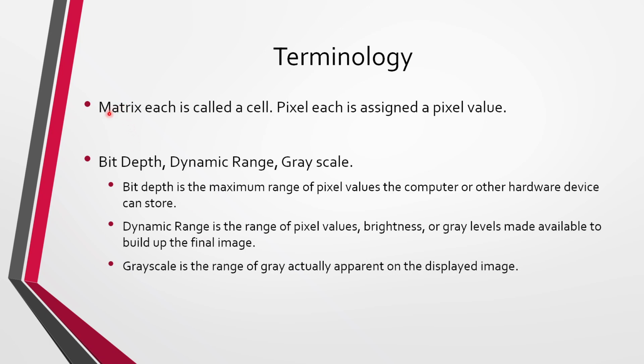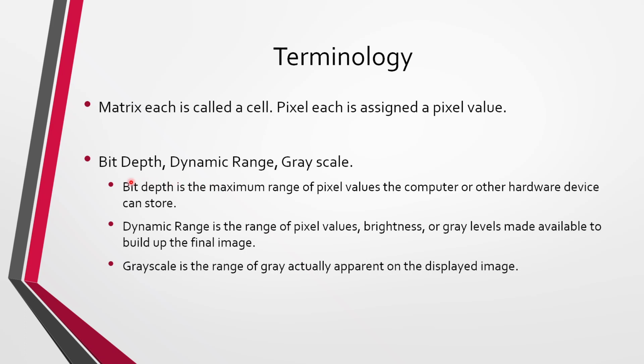Some terminology that we'll use throughout is a matrix, which is a grid of columns and rows. Each square section, I should say, it could be rectangular, each section in the matrix is called a cell. And these are pixels, which is what the final output is going to be. Each pixel is assigned a pixel value.